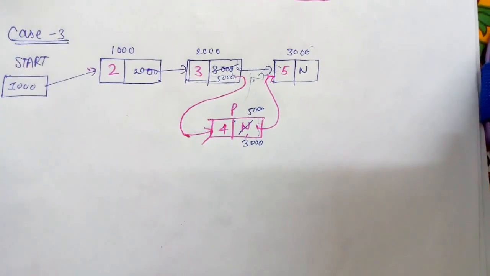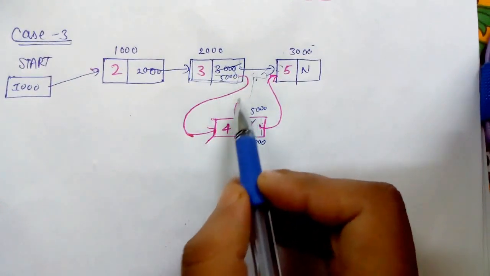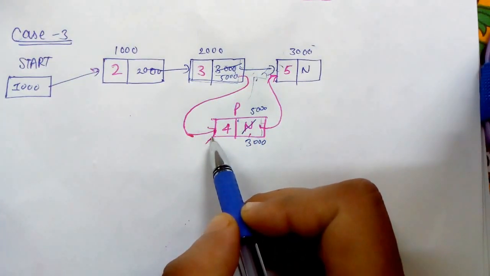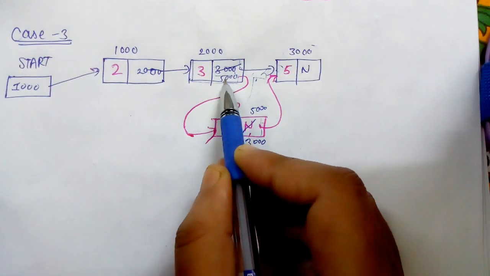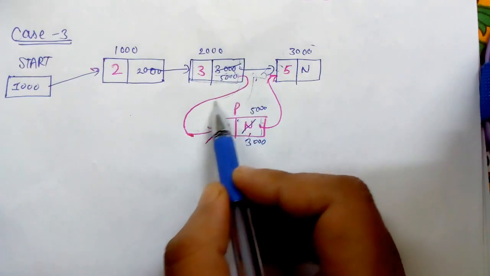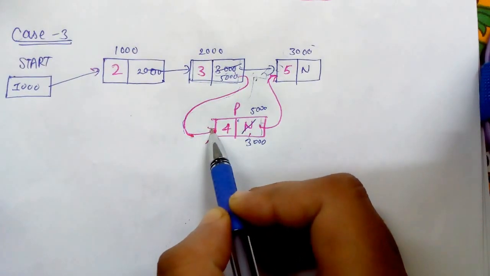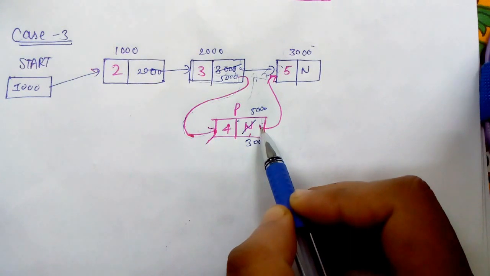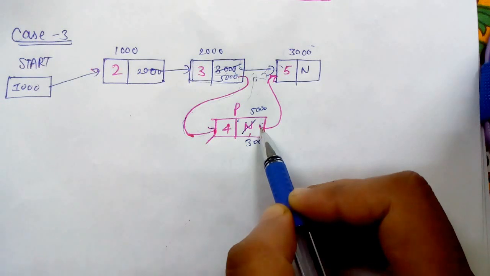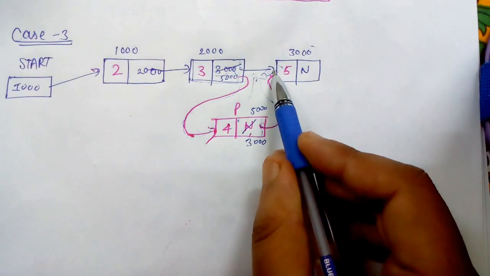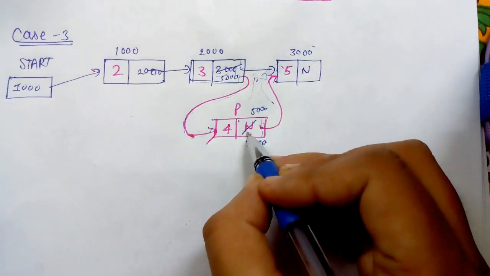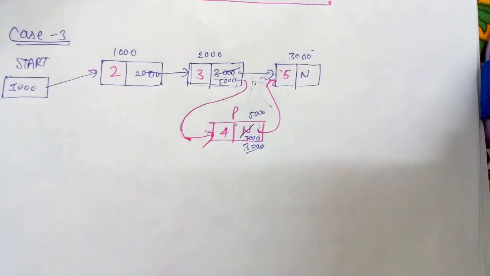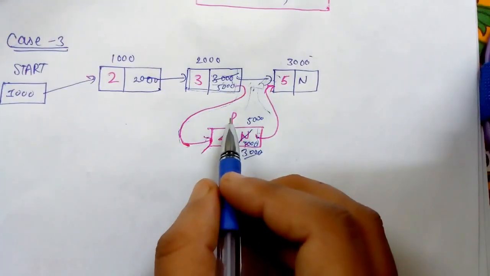This is the only way to connect, because now p is the next node in the linked list, and the link part always points at the next node in the linked list, so it should point at p. And in the p link it should have the address of the next node, and the next node for p is 3000. So we will place 3000 in place of null. That means we have modified 2 link parts.